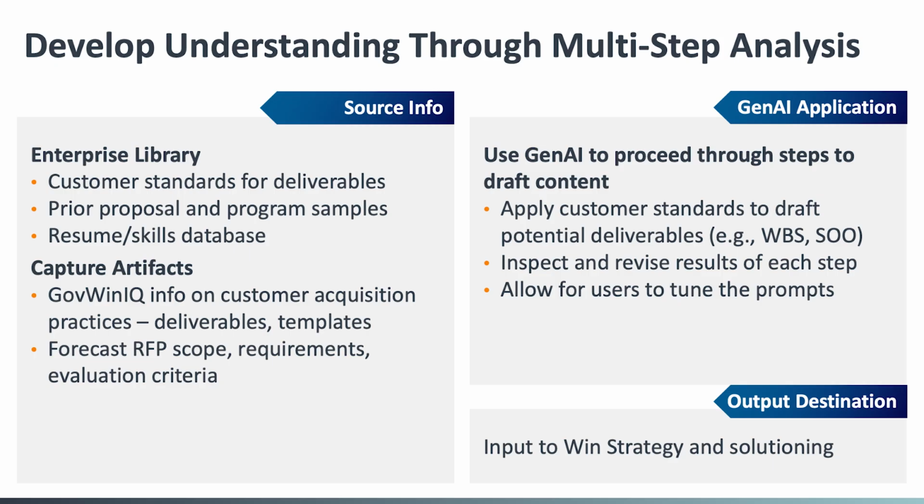I'm going to talk more about win strategy on an upcoming chart, but think of win strategy as the key things you need to do during capture in order to win. And by key things, I mean the investments and critical decisions you need to make. Do you need to stand up a facility? Do you need to build a prototype? Do you need to hire a certain number of people or certain people with very unique skill sets? Whatever those critical path items are for winning are really the key, the foundation of your win strategy.